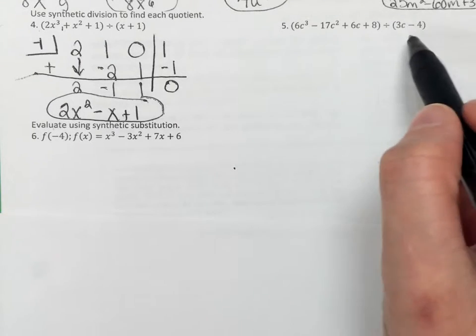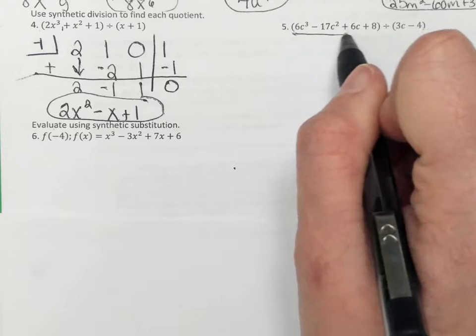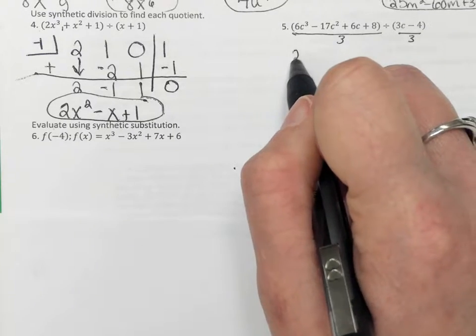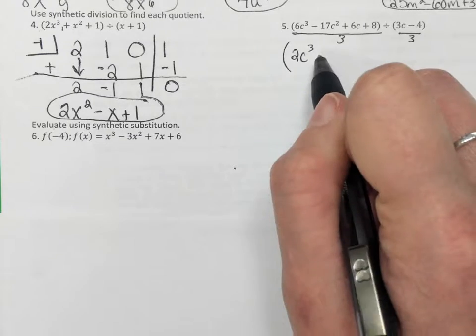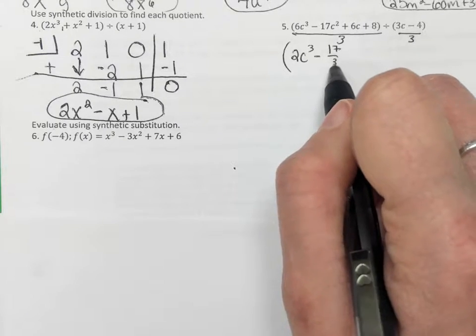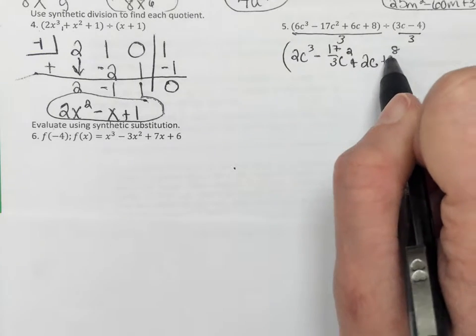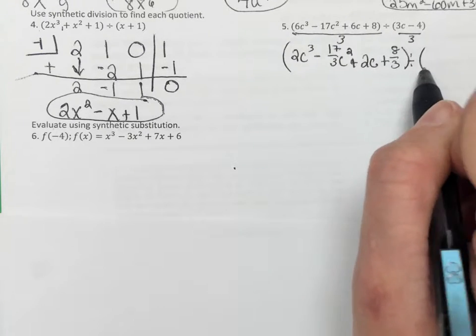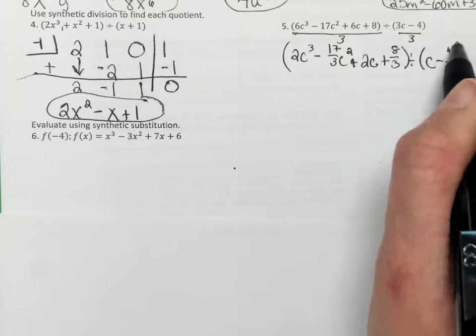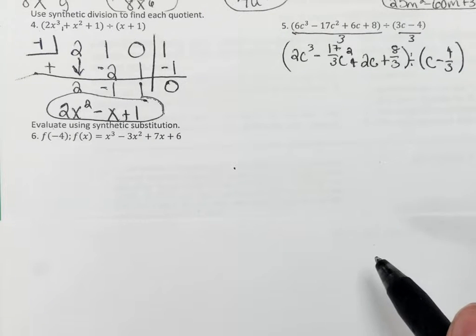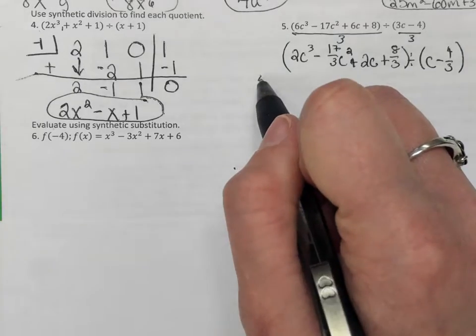This one's a hard one. Divide by how much? 3. Very good. So this would be 2c to the third minus 17 over 3c to the second plus 2c plus 8 over 3 divided by c minus 4/3. Y'all okay? All right, what goes in the cute little box on this one? Positive 4/3. Very good.